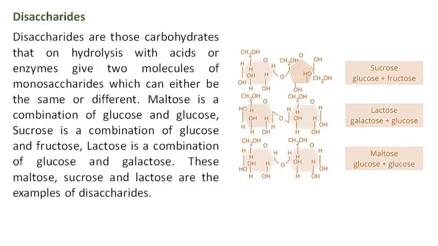Disaccharides. Disaccharides are those carbohydrates that on hydrolysis with acids or enzymes give two molecules of monosaccharides, which can either be the same or different. Maltose is a combination of glucose and glucose, sucrose is a combination of glucose and fructose, lactose is a combination of glucose and galactose. These maltose, sucrose, and lactose are the examples of disaccharides.